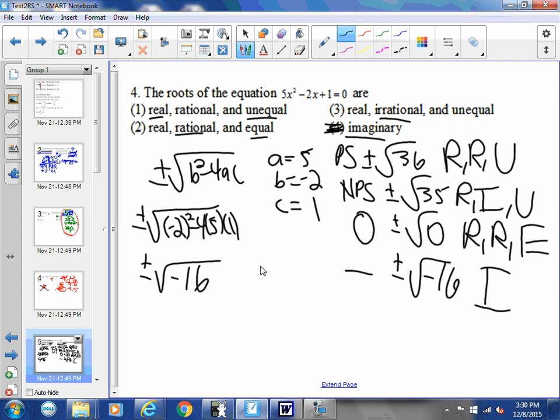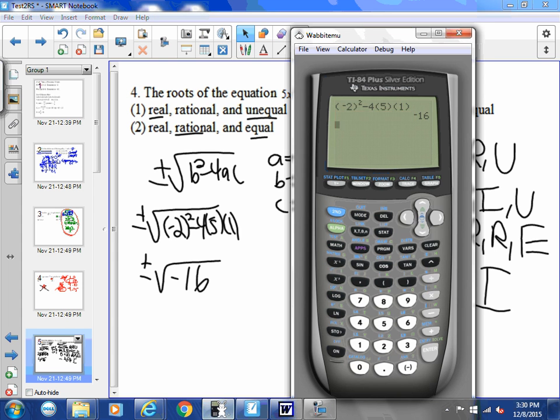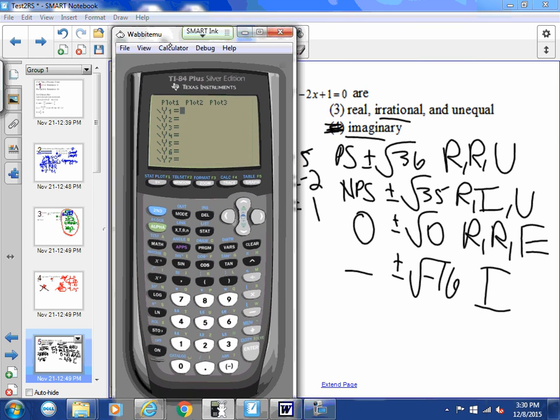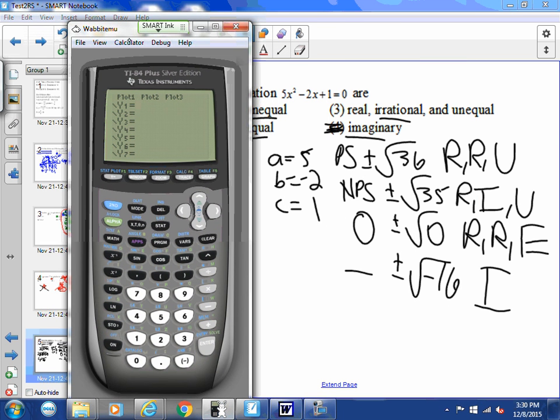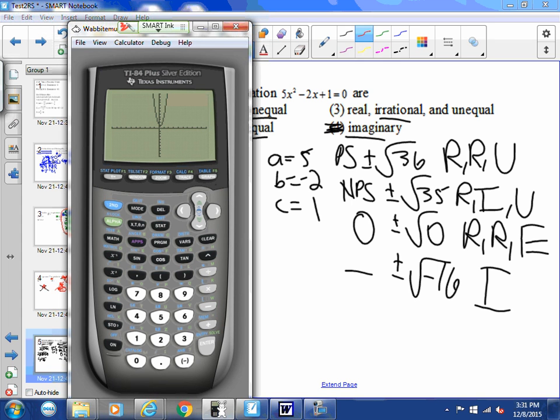Now, another way to do this problem is you could have gone to the calculator, gone to y equals, and typed the equation in, 5x squared minus 2x plus 1. You could have looked at the graph, and based on the fact that it does not hit the x-axis, the roots are going to be imaginary. If it hits once, it's going to be equal. If it hits twice, it's going to be real and unequal.